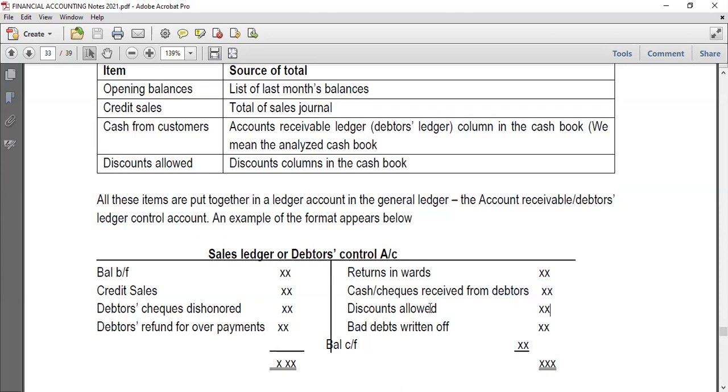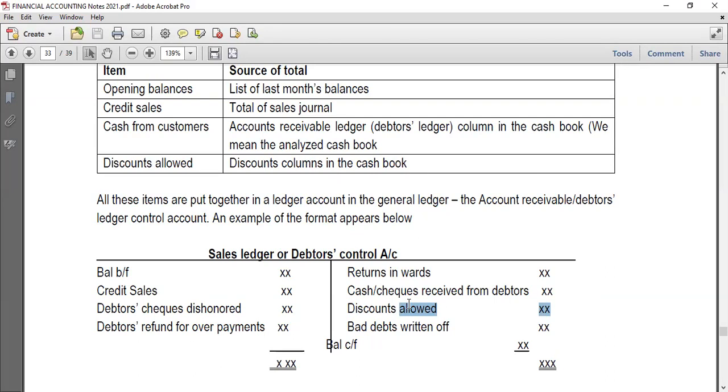The same thing happens with the discounts allowed. Every time we give a discount to our debtors, okay? Every time we allow discounts, I think you now separate the two. We have the discounts allowed and the discounts received. The discounts allowed are to our customers.